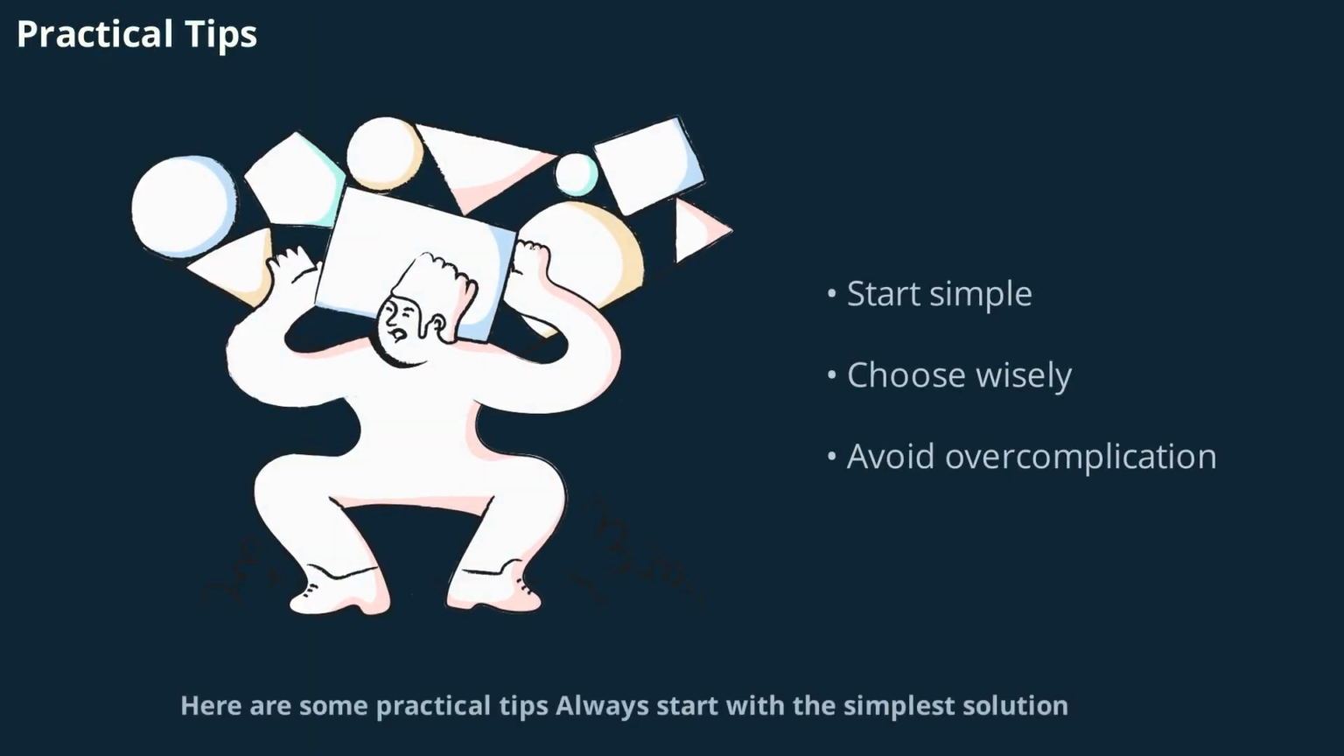Here are some practical tips. Always start with the simplest solution. If you only need one result, use coroutines. If your data changes over time, use flow. Don't overcomplicate your code by using flow for everything. Choose the right tool for the job.